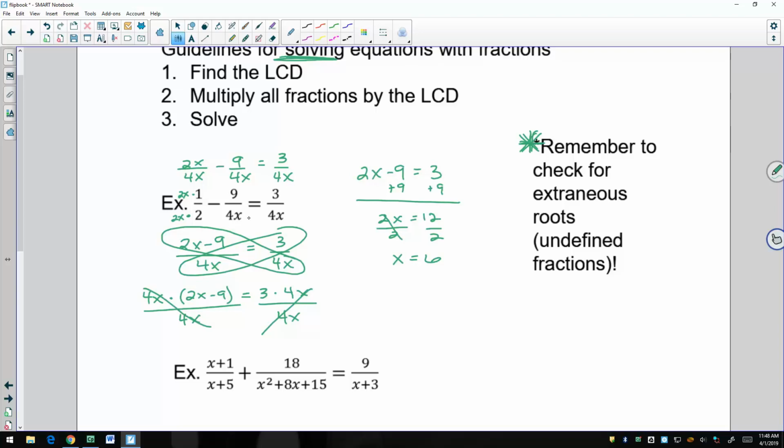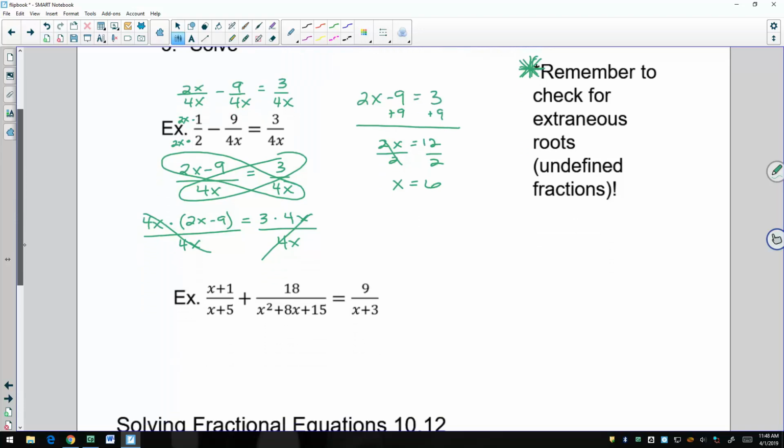If you plug in your value for x and you end up getting 0 on the bottom, that means that is not an answer, because you cannot have 0 on the bottom of a fraction. So let's try the next one.